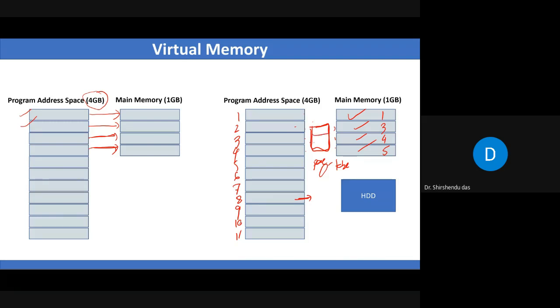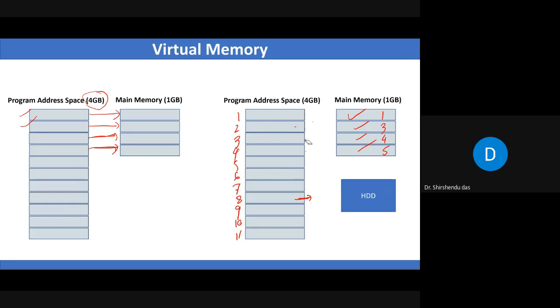So the page table stores this mapping. This is called the virtual address, this is called the physical address. Row number 1 from virtual address is mapped to row number 1 in physical address. Row number 2 mapped to row number, suppose 3. Row number 4 is mapped to 4, suppose like this. Sorry, not 1 3, right?